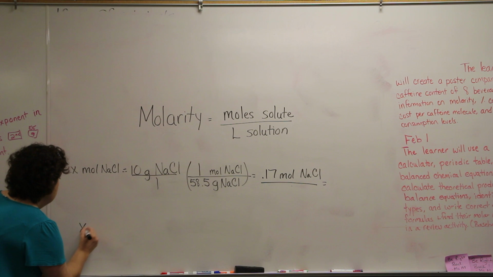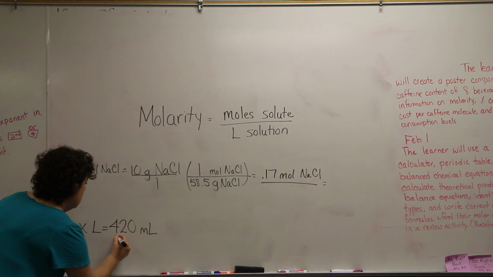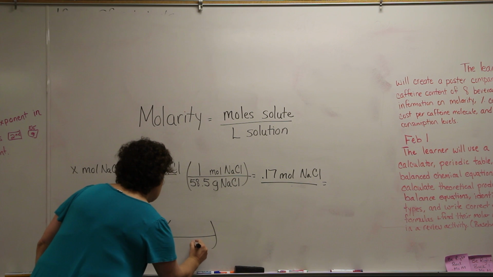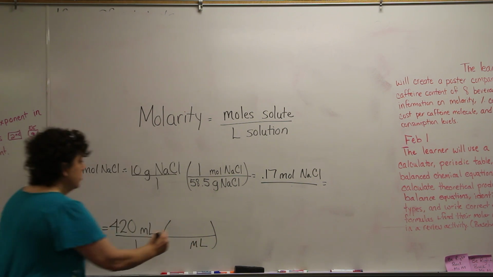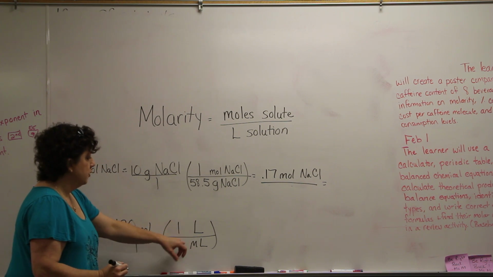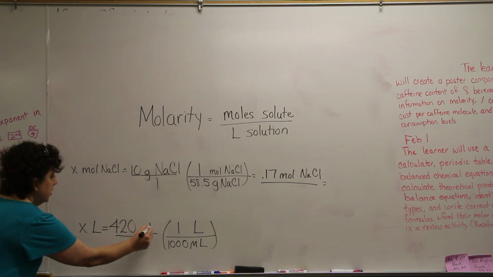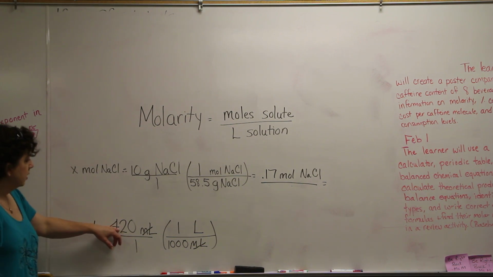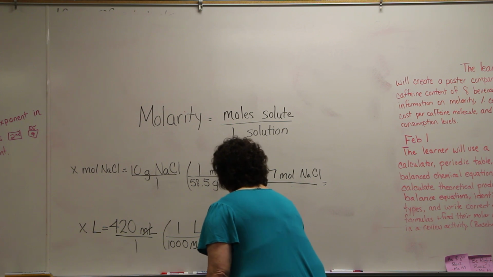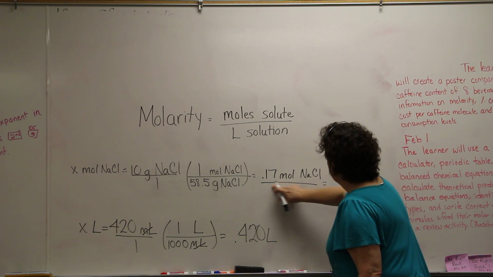Right? So we want to know how many liters are in 420 milliliters. Given information over 1, the unit that we don't need anymore in the denominator, what we're looking for in the numerator. The bigger of the two units is going to get the 1, and the conversion from milliliters to liters is going to be 1,000 milliliters, or a liter. Right? So essentially, what we're doing is dividing our milliliters by 1,000. That's going to give us 0.420 liters. I'm using the same value for the moles.